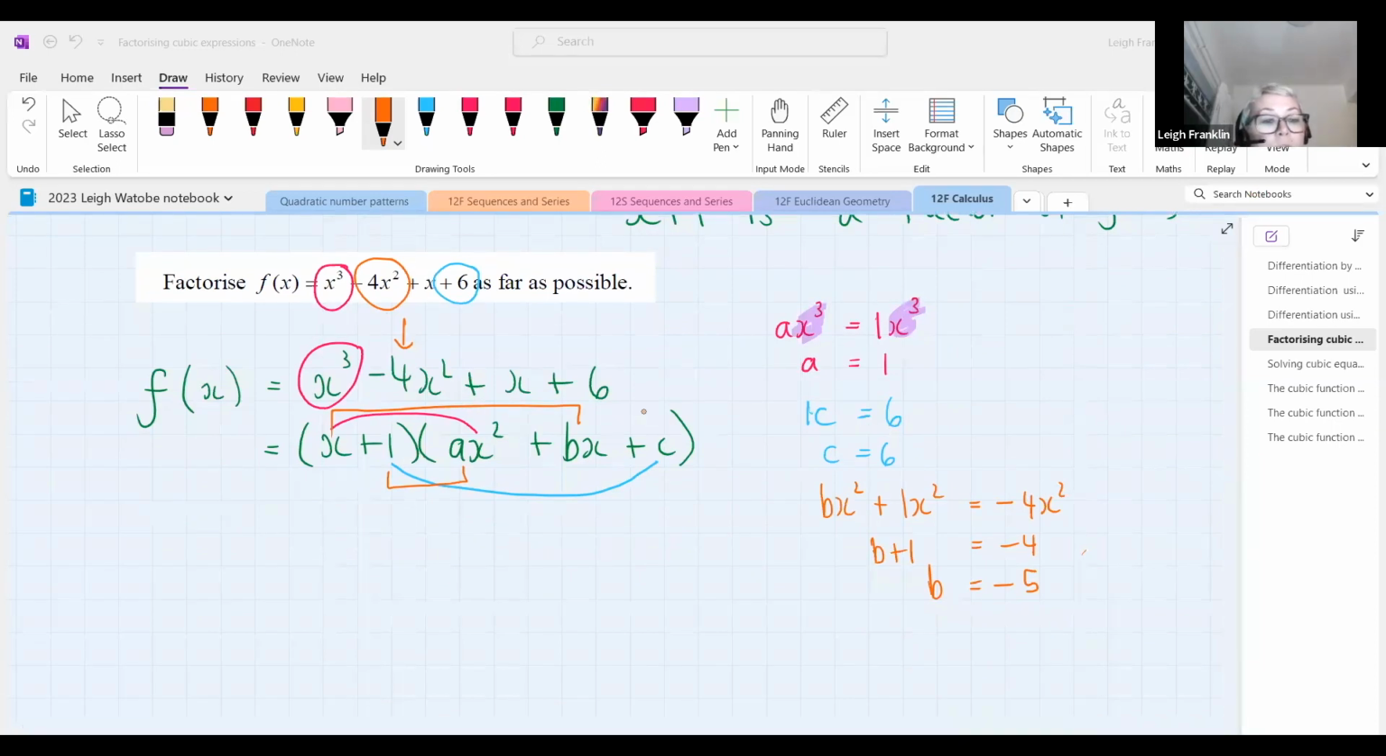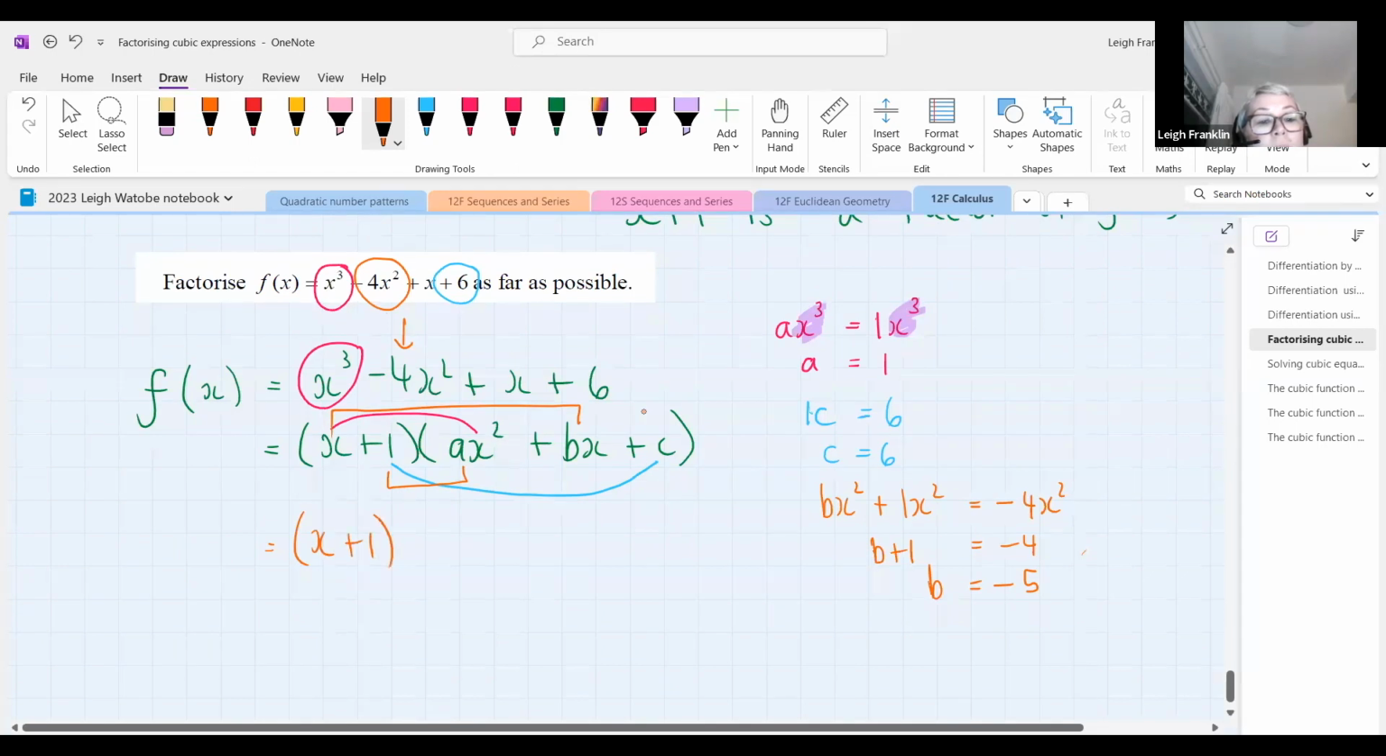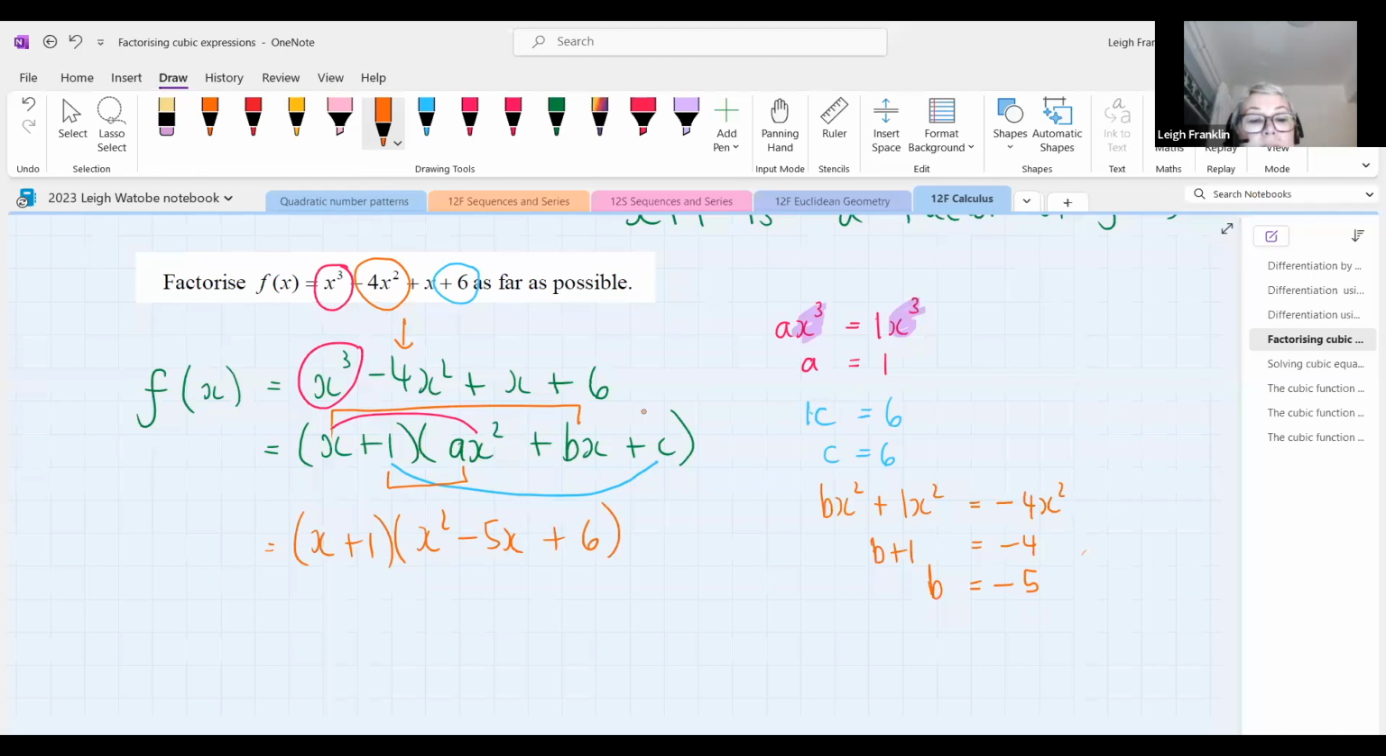Okay, so in other words, it's now going to factorize into x plus 1 times a is equal to 1, so that's 1x squared, b is equal to -5x, and c we said was equal to 6. And now all we need to do is factorize our trinomial a little bit further. There's a negative over here and a plus there, so both brackets have to have minus in them, and it would end up being that. And it's fully factorized.